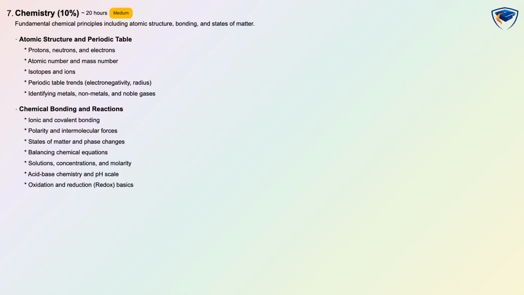Chemistry is 10% of the exam, medium difficulty, and suggests about 20 hours of study with conceptual and scenario-based assessment. You will review atomic structure, periodic table trends, isotopes and ions, and how to identify metals and nonmetals. You will practice chemical bonding and reactions including ionic and covalent bonding, polarity and intermolecular forces, states of matter and phase changes, balancing equations, solutions and molarity, acid-base concepts and pH, and basic redox ideas.